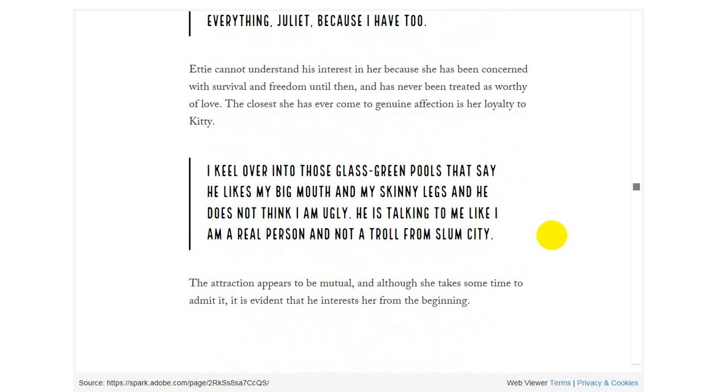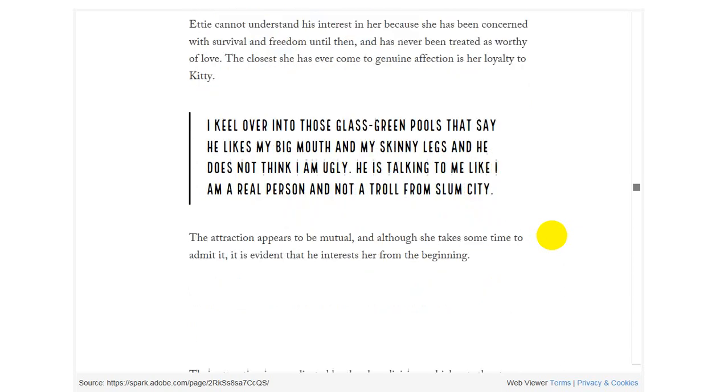Edyth cannot understand his interest in her because she's been concerned with survival and freedom until then, and has never been treated as worthy of love. The closest she has ever come to genuine affection is her loyalty to Kitty.